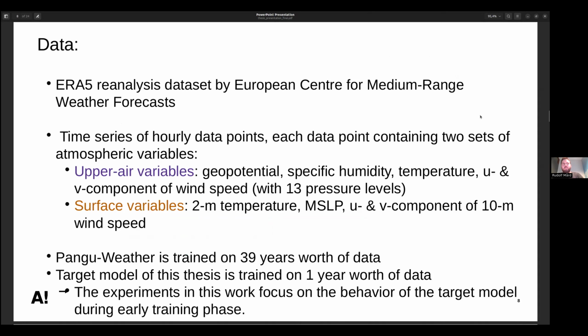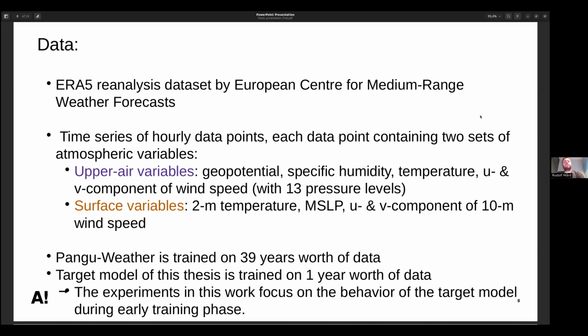Let's talk more about the data. Pangu-Weather as well as the target model of this thesis are both trained on the ERA5 reanalysis dataset produced by the European Centre for Medium-Range Weather Forecasts. The reanalysis dataset means that it is a combination of predictions from the traditional numerical weather prediction models as well as observations, and it is made consistent with the laws of physics. So it is a very high quality dataset from a trusted source.